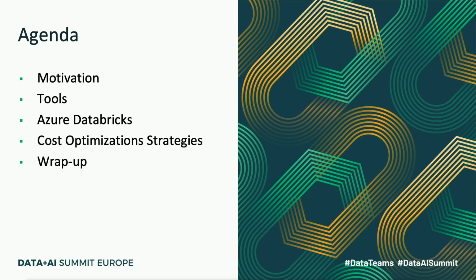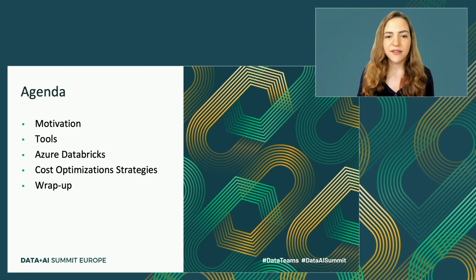All right, so what are we going to learn today? We'll start with a little bit of motivation to understand how cost is integrated into everything that we do today. We'll go over a set of tools. We're going to look into the cost model of Azure Databricks, and Azure Databricks is pretty similar to how the AWS Databricks cost model works, so you can take a lot of information from that as well. We're going to look into different cost optimization strategies, and then we're going to wrap up with a few tips that I have for you.